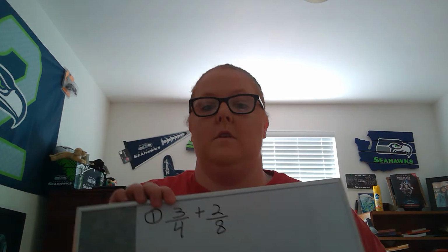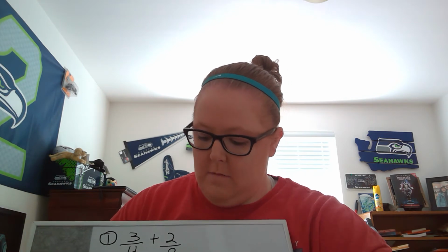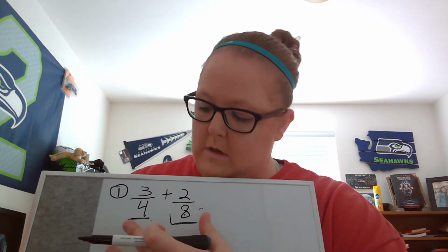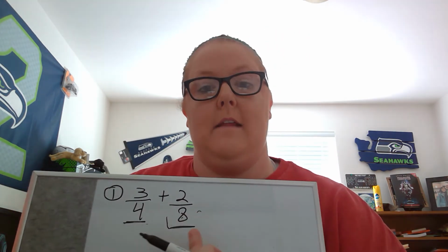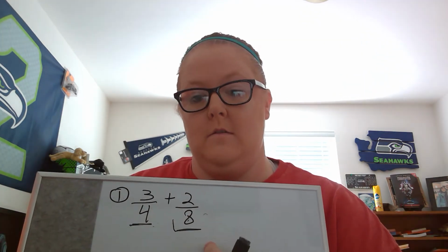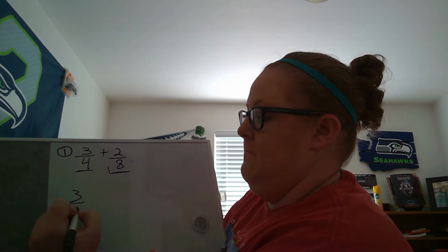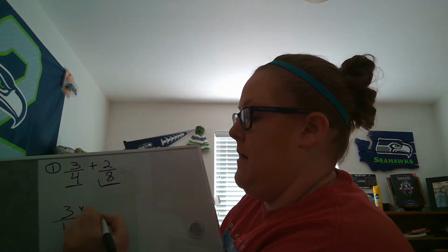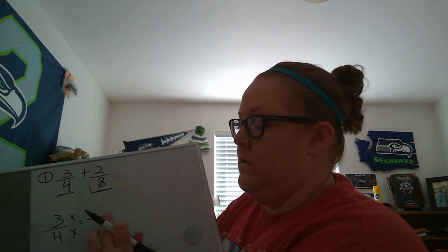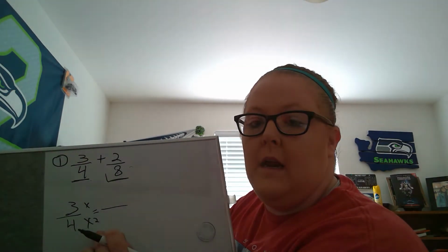My first problem is 3 over 4 plus 2 over 8. So I need to find a common denominator for both of these, my 8 and my 4. Can someone tell me, can 4 go into 8? That might be my first idea, because 8 is a bigger number, so we need to see if our 4 can go into our 8. It can. So what we're going to be doing, we're going to times this number. We have to do it to the top too. So 4 times what equals our 8? 2. So if I do that to the bottom, then I have to do that to the top.